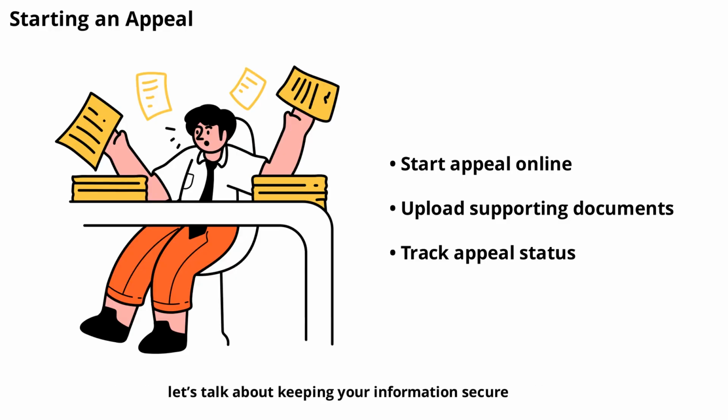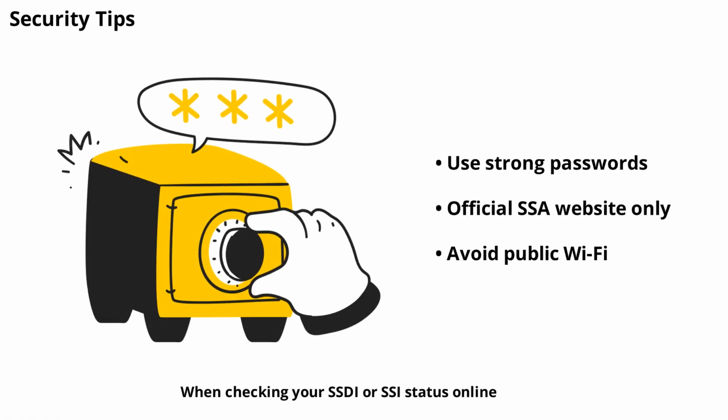Now, let's talk about keeping your information secure. When checking your SSDI or SSI status online, it's important to keep your information secure. Always use a strong, unique password for your account and never share your login details. Make sure you're on the official SSA website and avoid using public Wi-Fi when accessing sensitive information. If you suspect any suspicious activity, contact the SSA immediately.